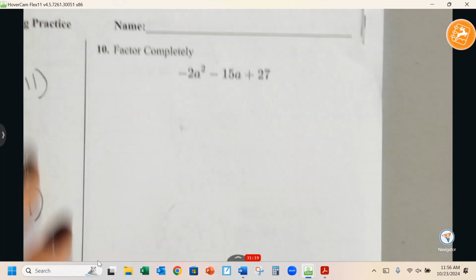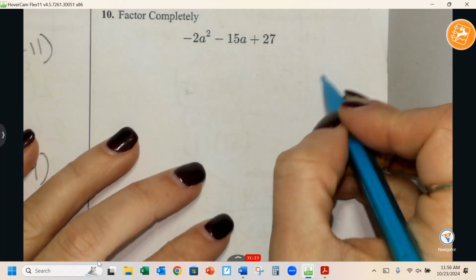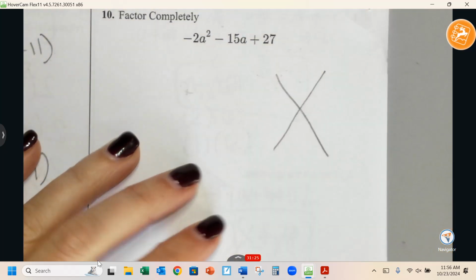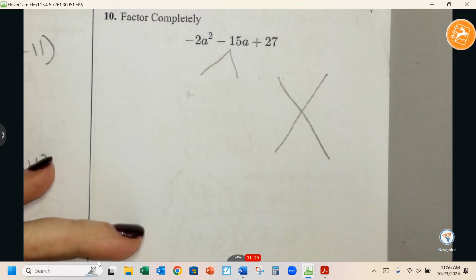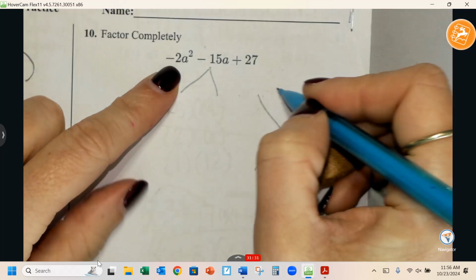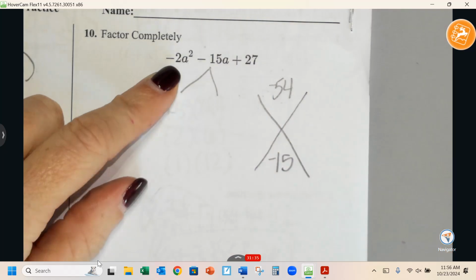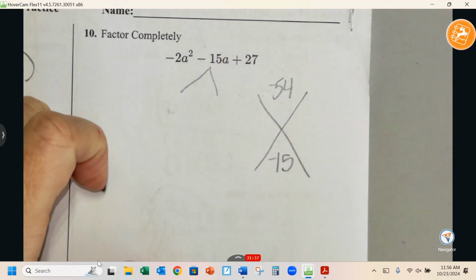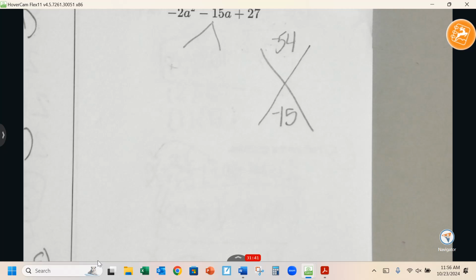All right, so let's try 10. Same deal. I'm going to factor it the same way. I need to break apart this -15a. So on the top, I'm going to have -54. So I'll give you a second. That one's a little harder. I'll give you a second to try to think through the factors for this. Work through those.